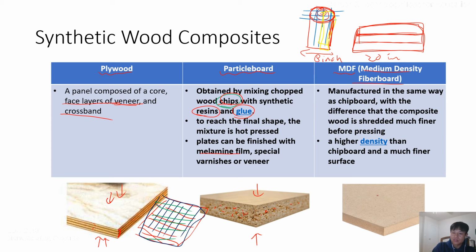MDF is similar to particle board, but there are no coarse chips, because it uses finer wood fibers, and then they apply higher temperature and higher pressure when they glue them. That's why it is called medium density fiberboard. So the density is much higher than particle board. That's the MDF.